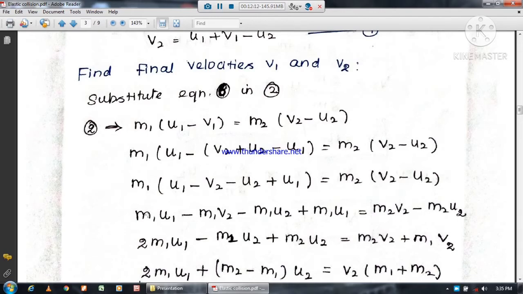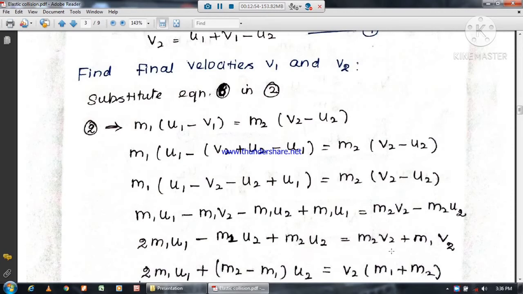You multiply this m1 with this term, we get m1 u1 minus m1 v2 minus m1 u2 plus m1 u1 is equal to m2 v2 minus m2 u2, right? And here m1 u1, here one m1 u1, so 2 m1 u1 minus m1 u2, and you take this m2 u2 to left hand side. Now we take this v in one side and u terms in another side.